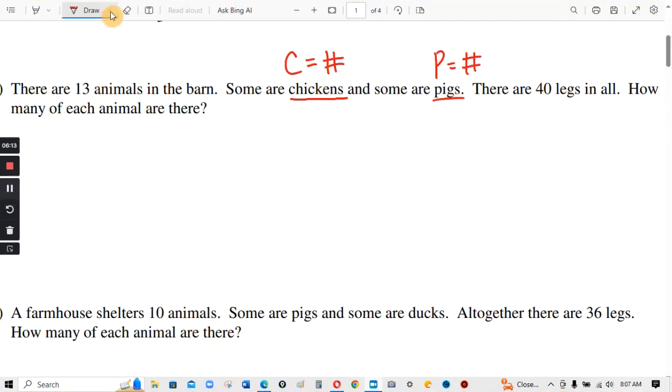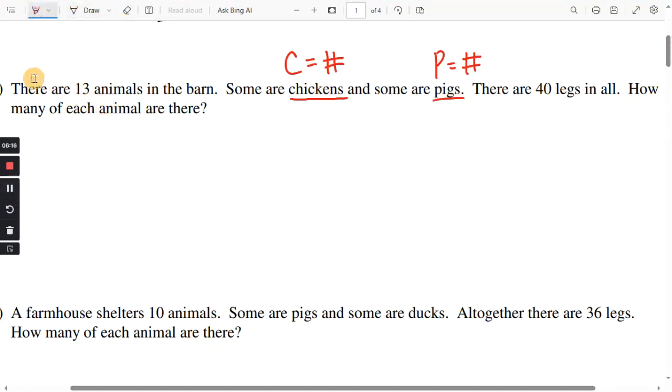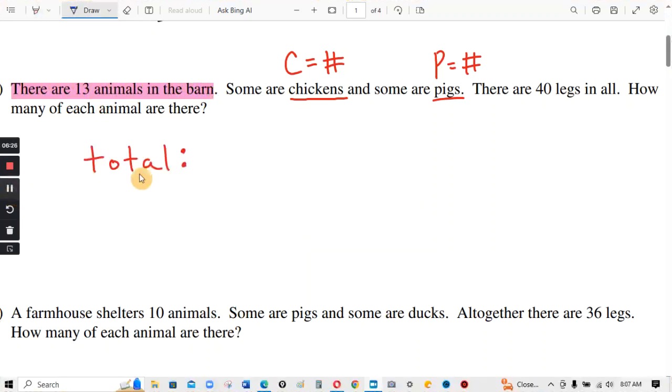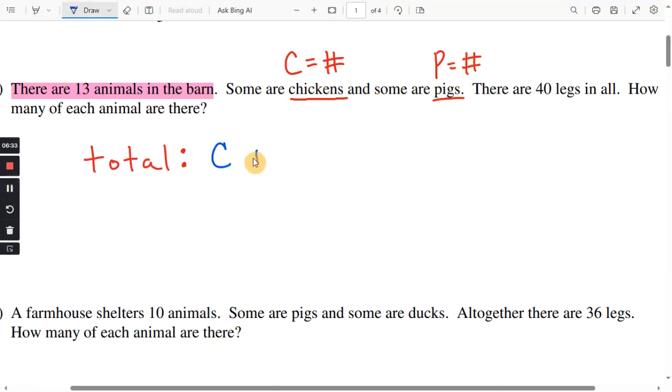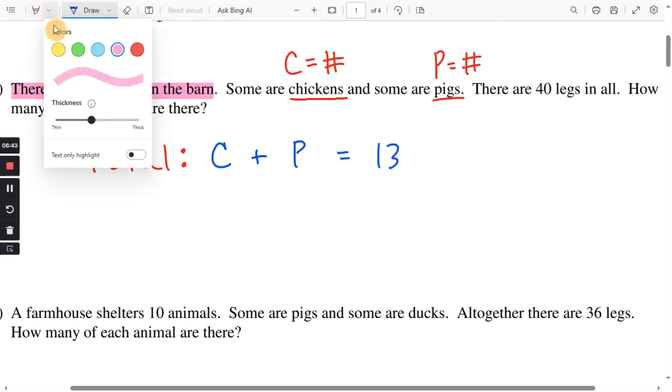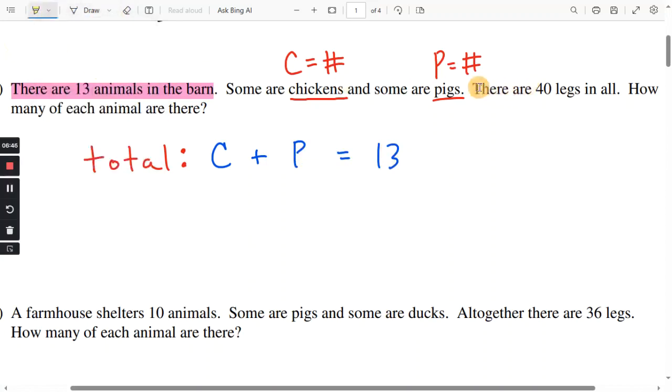Now let's see. The total number of animals is 13. So see if you can write an equation based on the total. If C is the number of chickens and P is the number of pigs, if we add C plus P, we should get the total, and that's 13. And now for the other part of the equation. There are 40 legs in all.